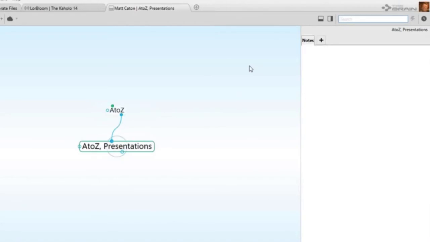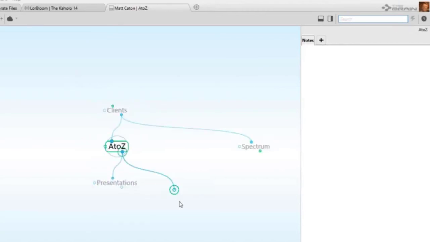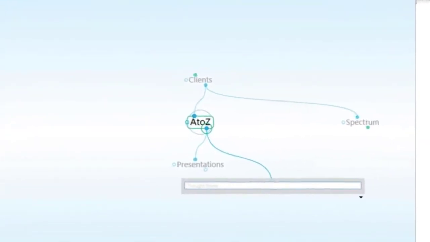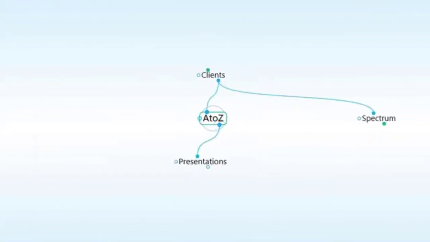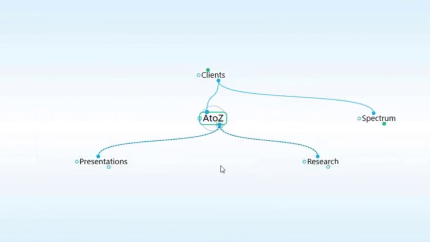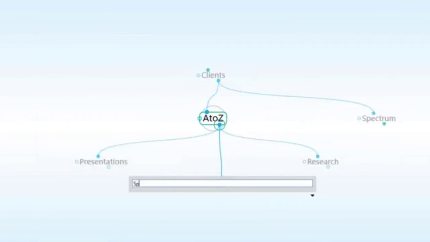So also with my clients under A to Z, I'll have an area for my research and an area for my, I like to call them my spec sheets or life cycle documents.